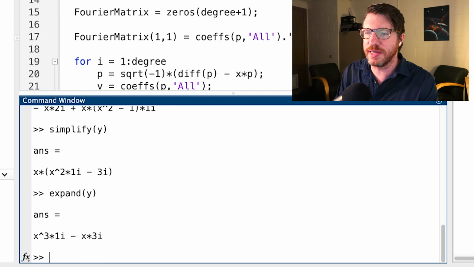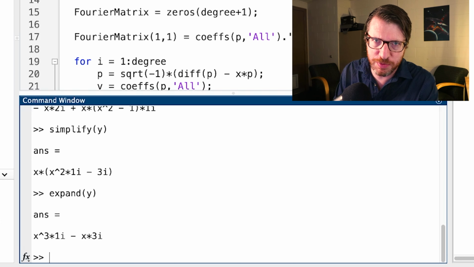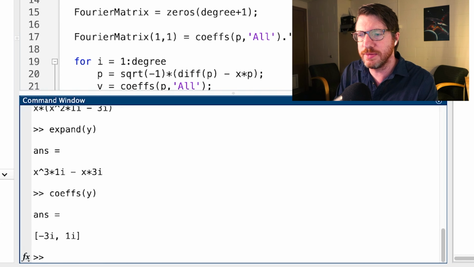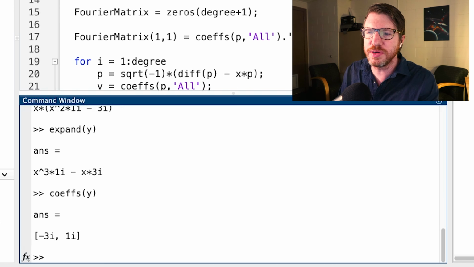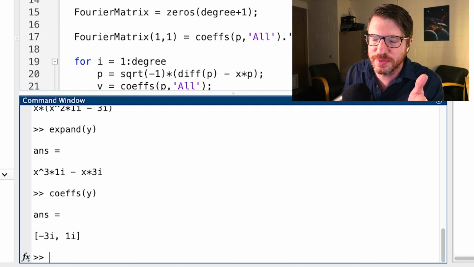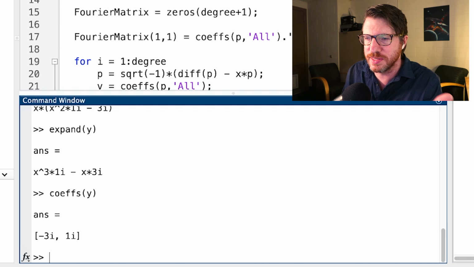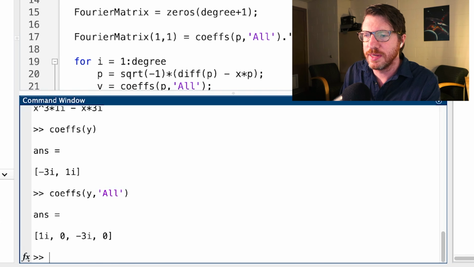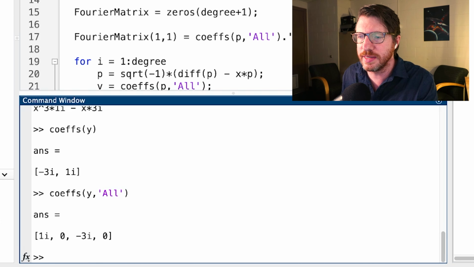Okay, so something else I can do is pull coefficients out of a polynomial. So this is coeffs y, and I end up getting this. But notice that it's only giving me 2 coefficients, which is kind of weird because this is a cubic polynomial. If you want all of them, then you need to add in 'all', and you see I did that in the code above. Then it gives me this. The leading coefficient here is this guy, and then this is my constant coefficient.